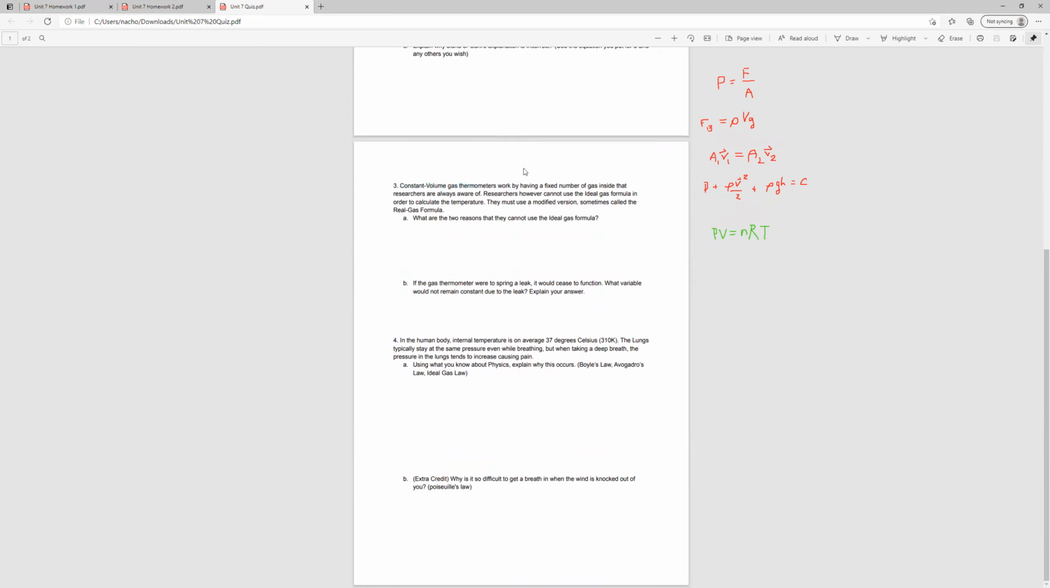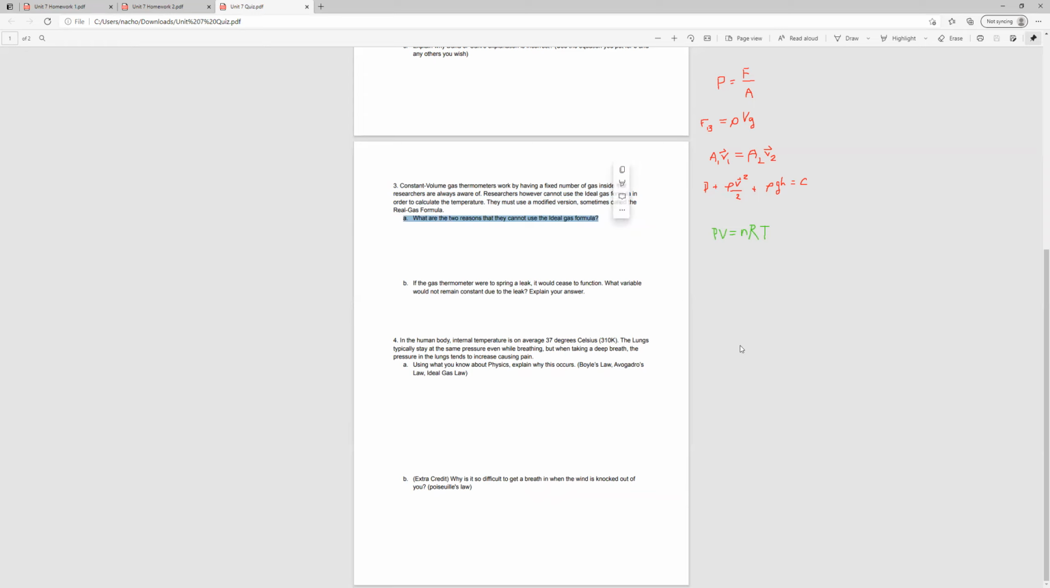Constant volume gas thermometers work by having a fixed number of gas particles inside that researchers are always aware of. That statement should tip you off that n is constant. Researchers, however, cannot use the ideal gas formula in order to calculate temperature. They must have a modified version, sometimes called the real gas formula. All right. Remember, Mr. Cho went over this in lecture.